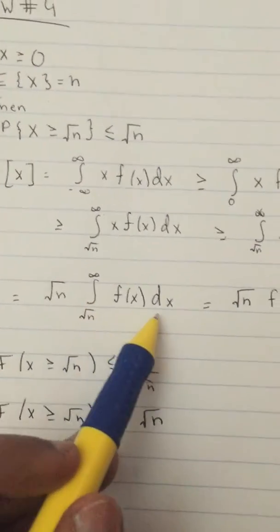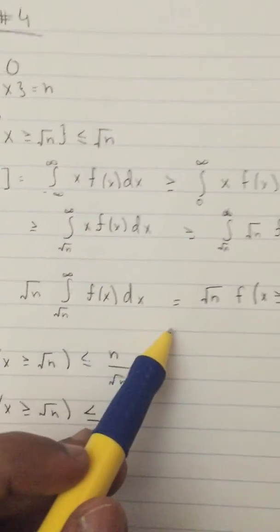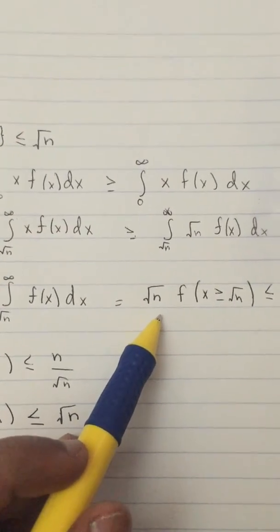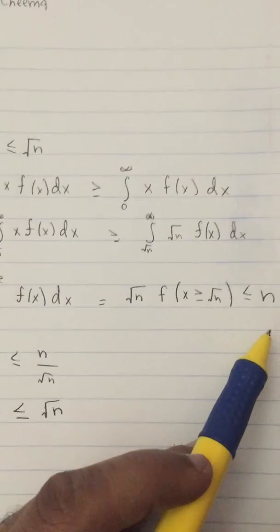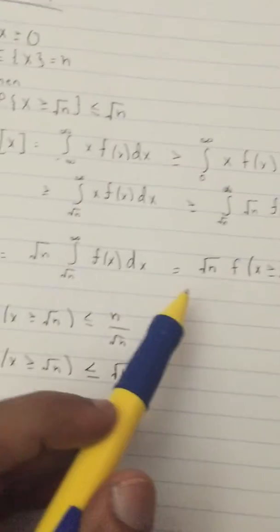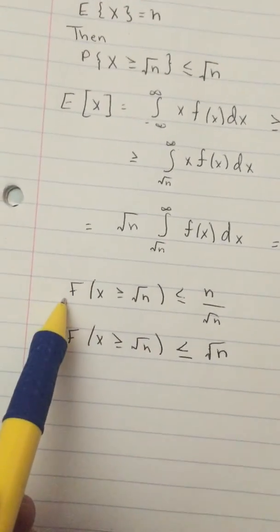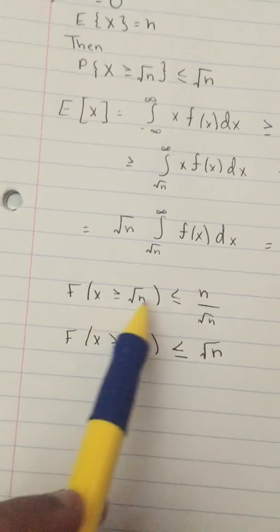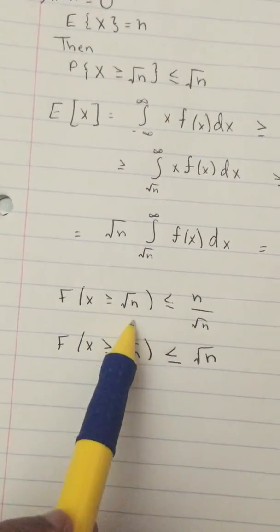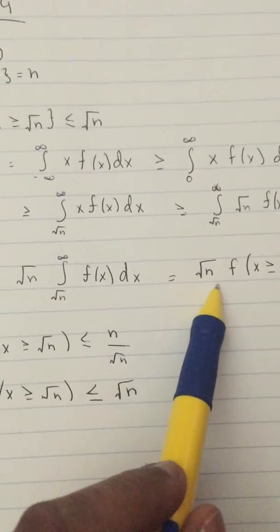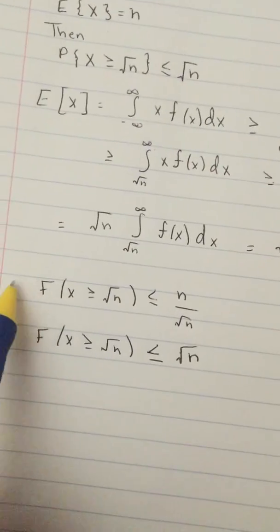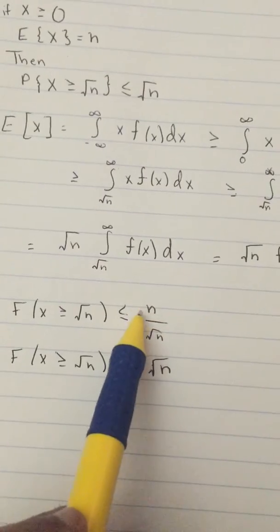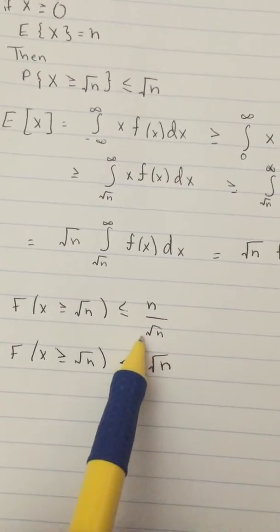Keep the same limits, f of x dx, and this equals square root of n times the probability that x is greater than or equal to square root of n, which is less than or equal to n. And over here we'll see that the probability that x is greater than or equal to square root of n, we're just dividing both sides by the square root of n. So over here the square root of n cancels, and over here it is less than or equal to n divided by the square root of n.